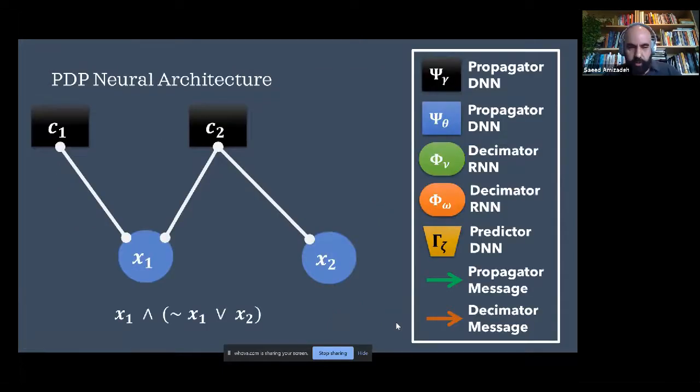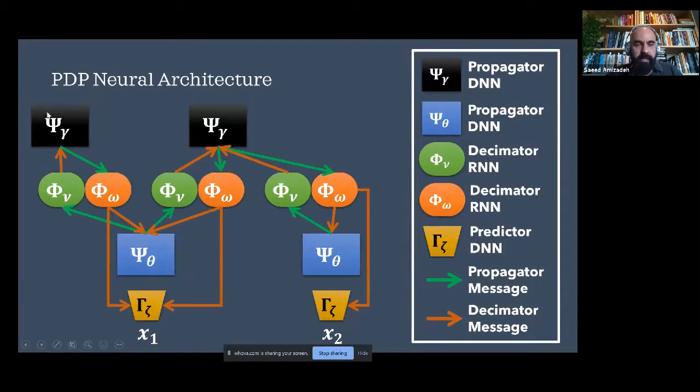So if we put everything together, let's say I have a very simple toy example here. This is my CNF problem, and this is basically represented by this factor graph. When we have a neural equivalent of this factor graph, it's going to look like this. We have propagators here, the square boxes, and then the oval boxes, which are the decimator functions, and then the yellow boxes, which are the prediction functions. These are all trainable neural networks, so this whole architecture can now be trained end to end.